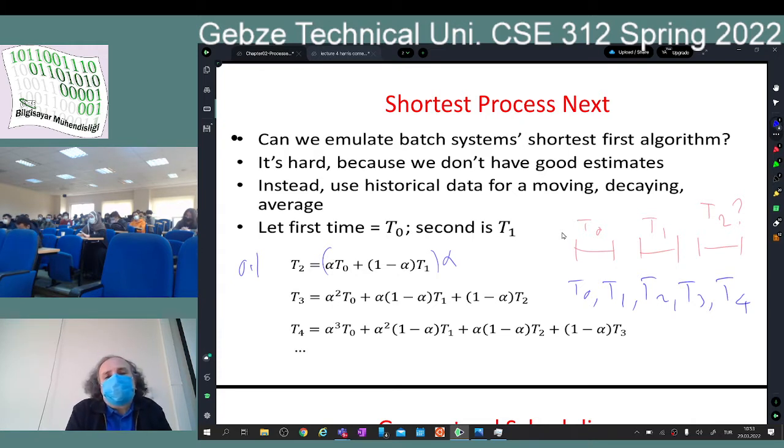It is not, of course, exactly the same. The main problem is I don't know how long it's going to take for this interactive process to use the CPU. For the batch systems, I have better ideas. Since they are not interactive, since I know what they are going to do, it will be a much more solid number for me to know how long it's going to take. So that's the shortest process next. Once I know it, I can change the quantum times or the priorities maybe.